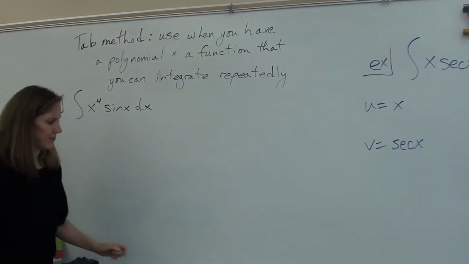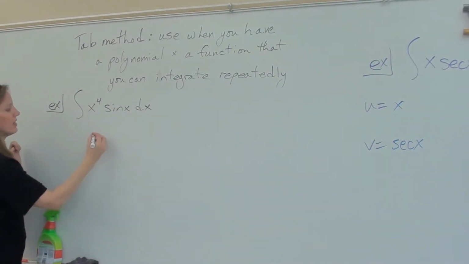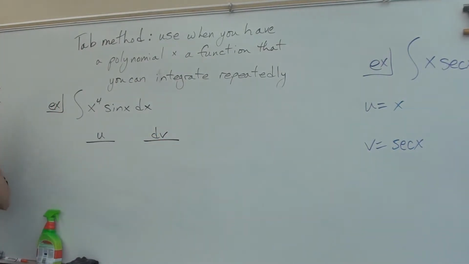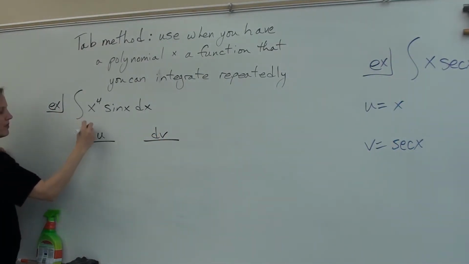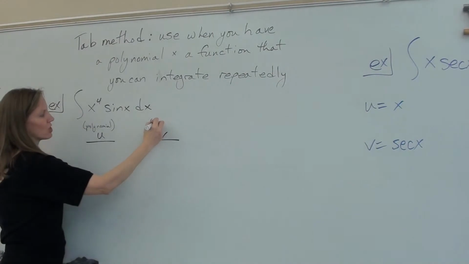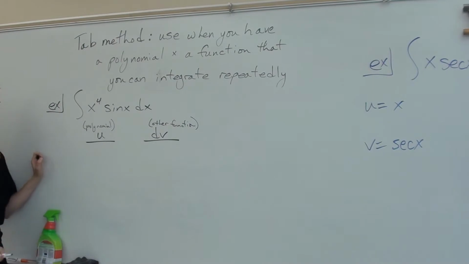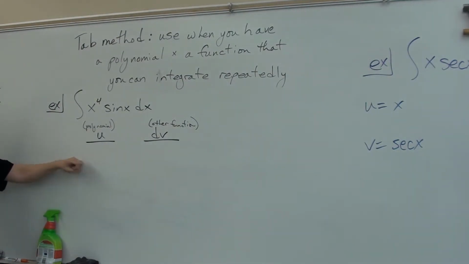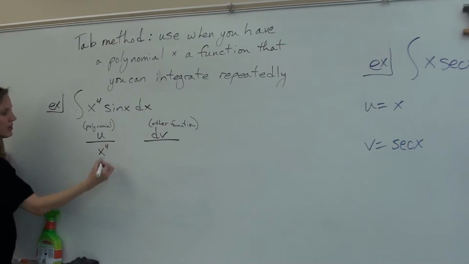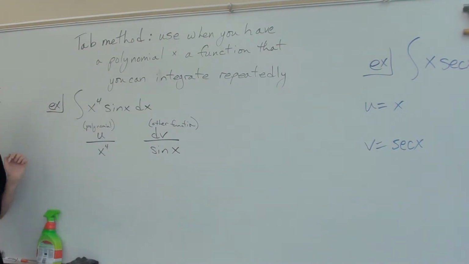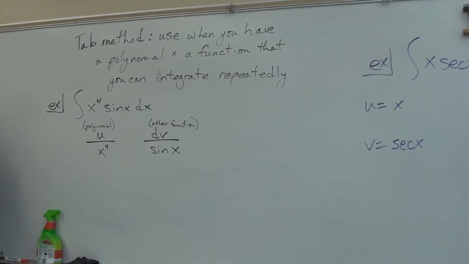Alright, so here's the tab method. When you use the tab method, you have a u and you have a dv. U is the polynomial, and dv is the other function. Don't put any dx's or plus c's or anything, just the two functions. So for this problem, u is going to be x to the 4th, and dv is going to be sine x. Alright, y'all with me? Okay.